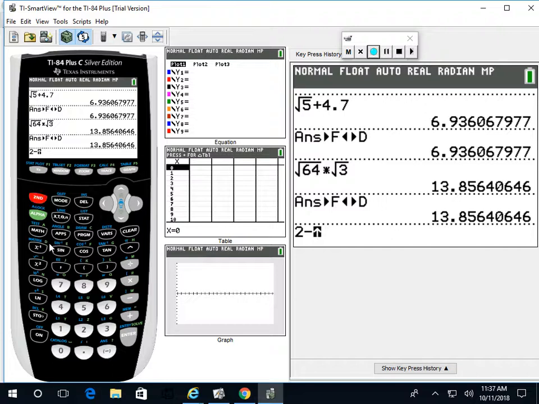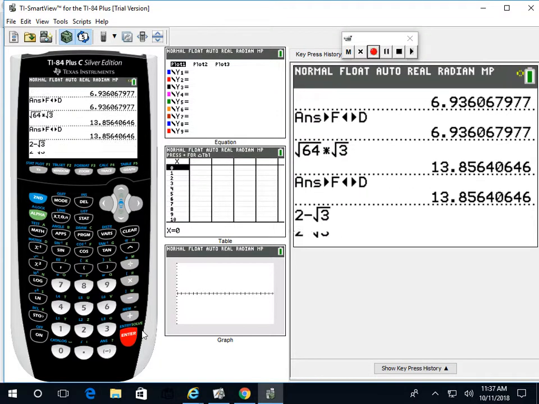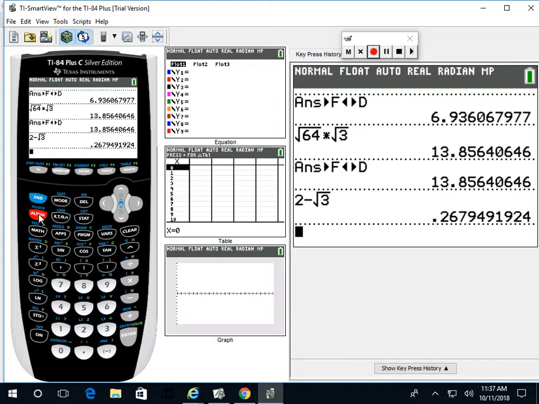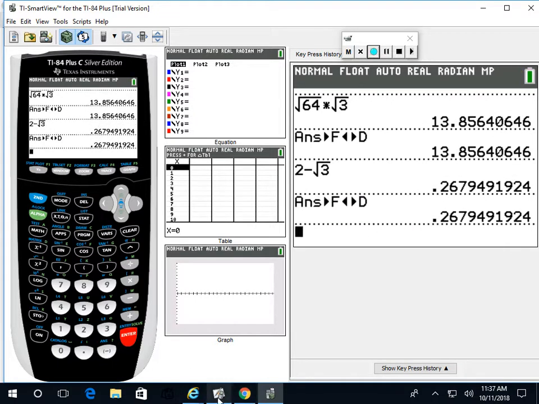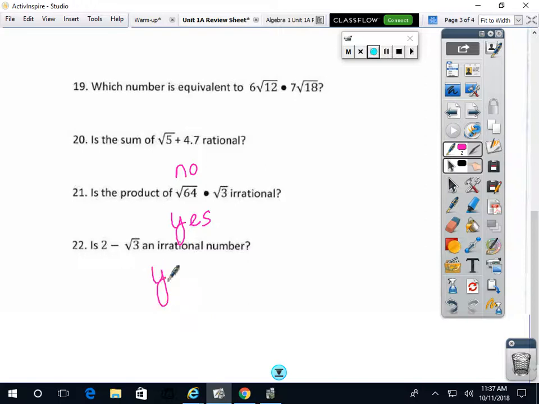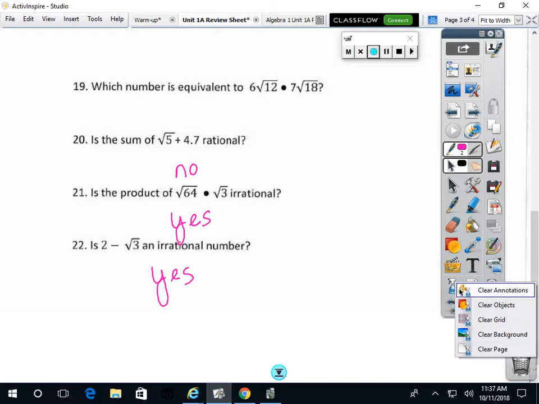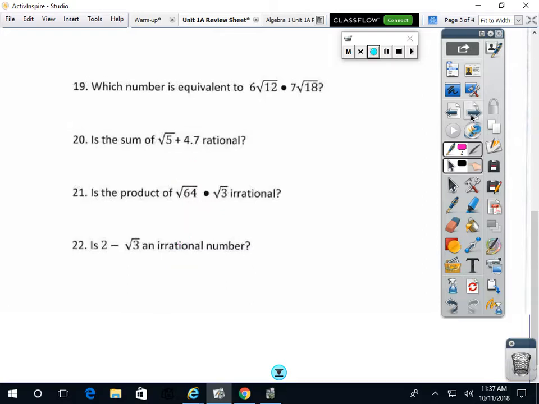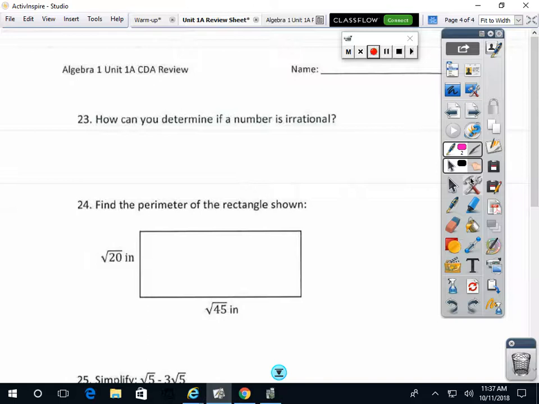So this one's yes. Then number 22 is 2 minus the square root of 3, an irrational number. 2 minus the square root of 3. And then I do alpha y equals number 4 to see if it'll become a fraction. And it will not. So does that mean it's irrational? Yes. Okay, flip to the last page. How can you determine if a number is irrational? Right, it will not become a fraction.